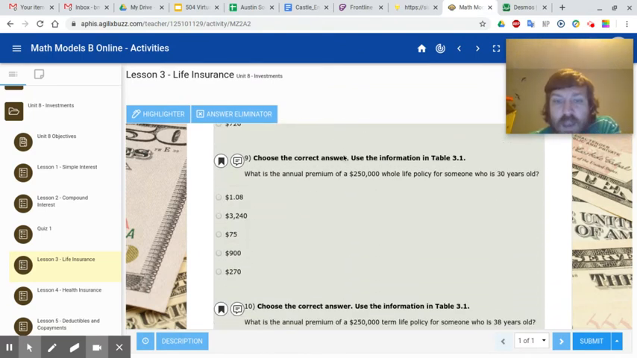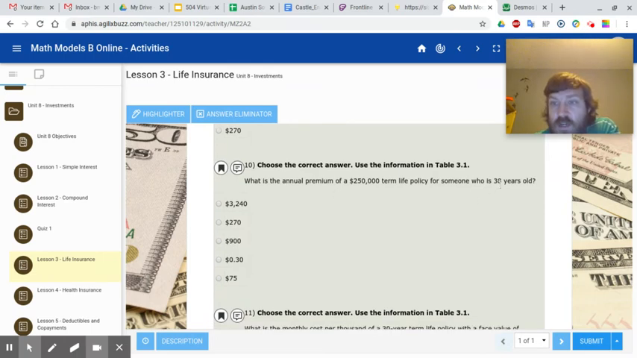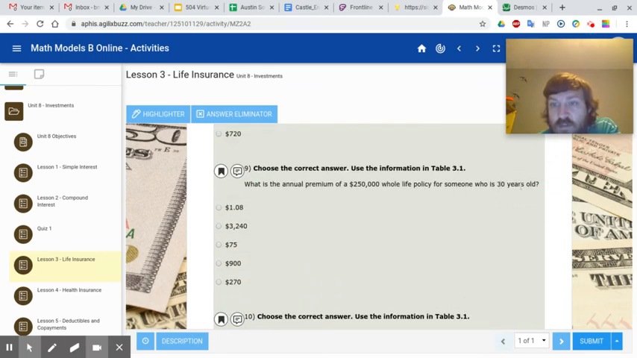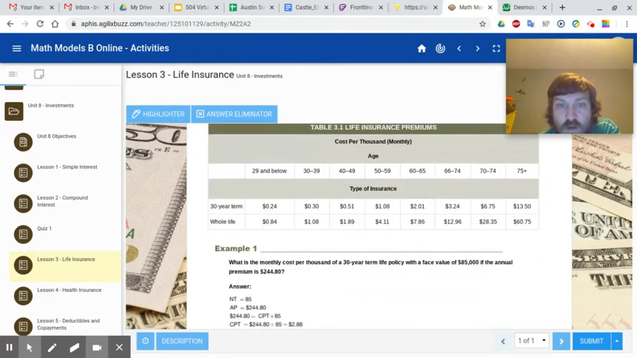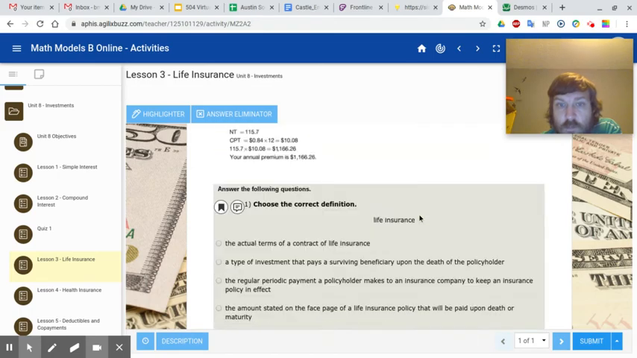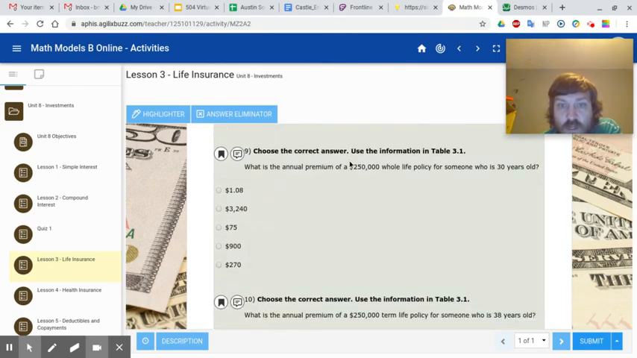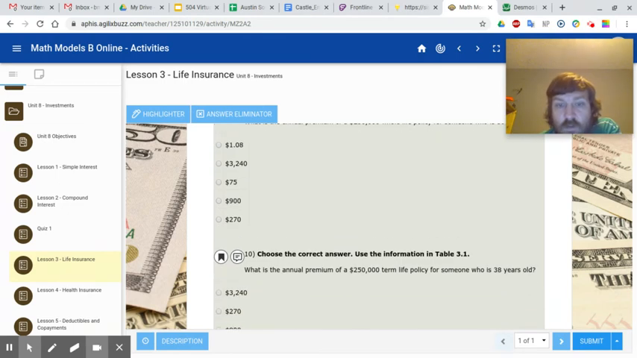Do the same exact basic idea for number 9 and number 10. You're just going to be looking at a different location on the table because the age of the person is different. So your starting number is going to be different. So you're going to be looking in a different column on this table to get that answer. So you'll be choosing a different number from here. But they're both still annual, so you'll still need to do times 12, and then you'll need to do times the number of thousands that you have.